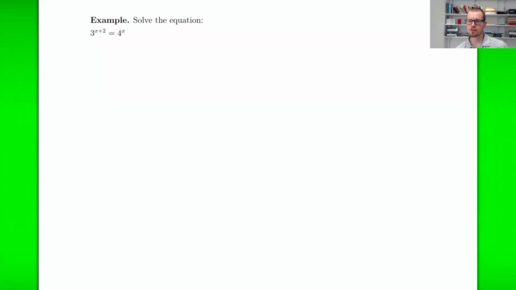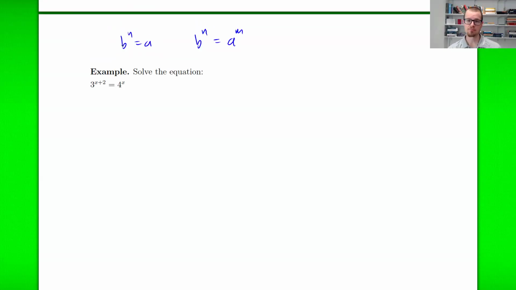Welcome. We want to take a look at solving another exponential equation. This one is different than the previous because we have different bases. Previously, we had base to a power is equal to a number, and that's it. Here we have base to a power is equal to some other base to a power.